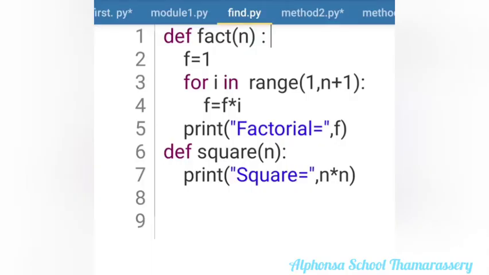One more example for module. This is another module with name find. Here there are two functions. One is fact to find out factorial of the given number. Next is a square function to find out square of n. And we can use this module inside a program.